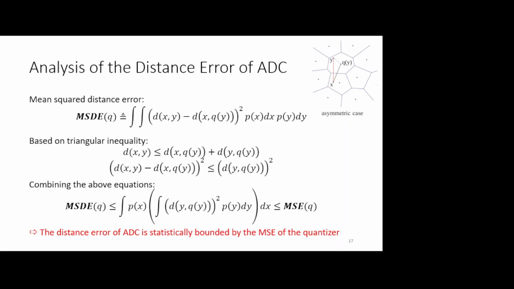Next, we use the triangle inequality, like this. This inequality shows that the distance xy, the red line, is smaller than the distance between x and q of y plus the distance between q of y and y. So the red line is the smallest. The red line is smaller than this line plus this line, so it's called the triangle inequality.